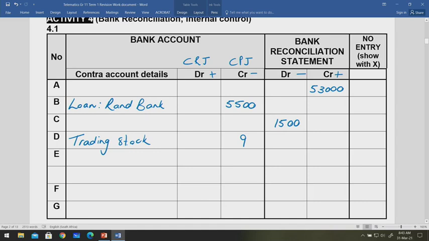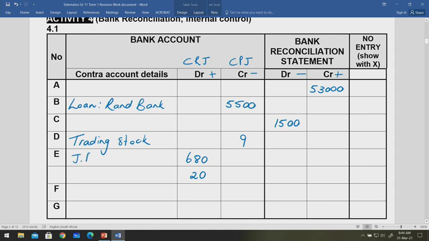Number E, we issued an EFT to pay a debtor, 680 Rand, J. Brady, and we also allowed 20 Rand discount. This was an EFT, but we haven't shown it in our books yet. So that must go in the CRJ, because we received the money, the debtor deposited directly into our bank account. So it must increase with the 680 Rand that he paid, but we must also make an entry for the 20 Rand. That will also be in the CRJ.